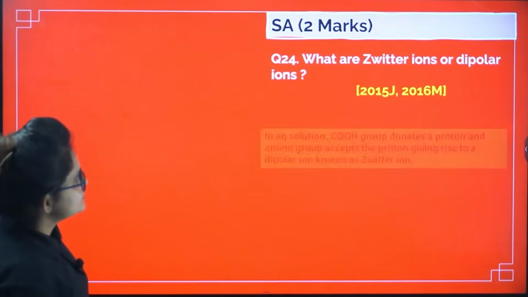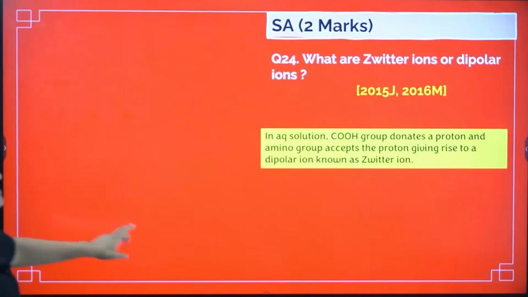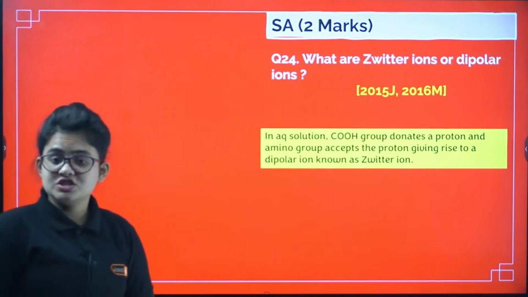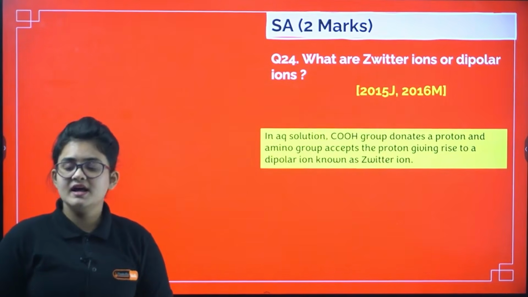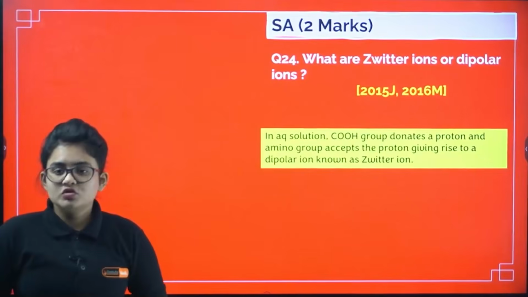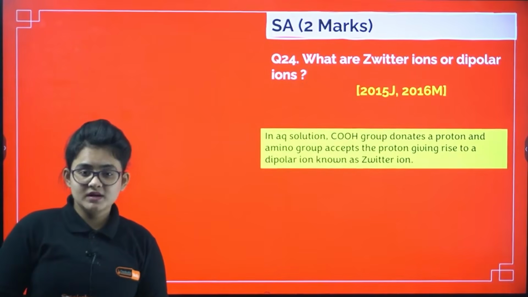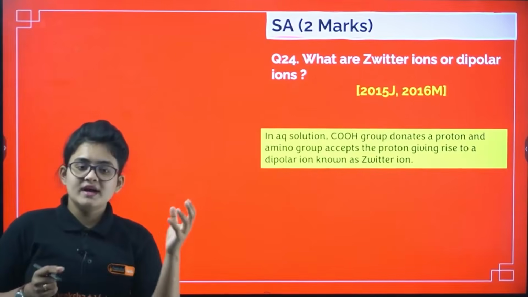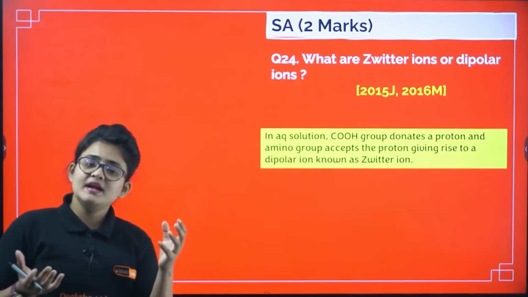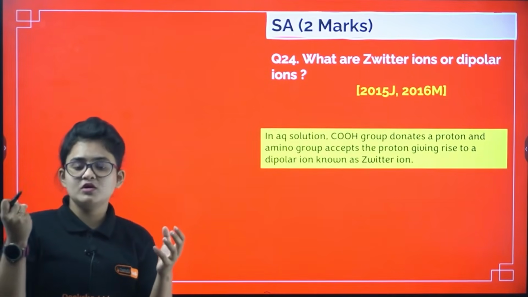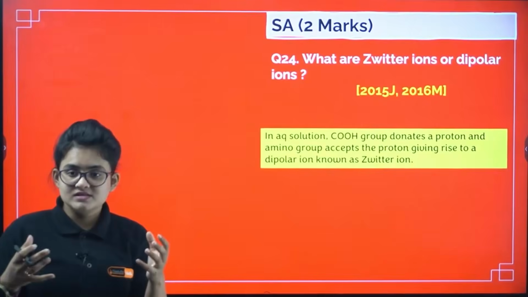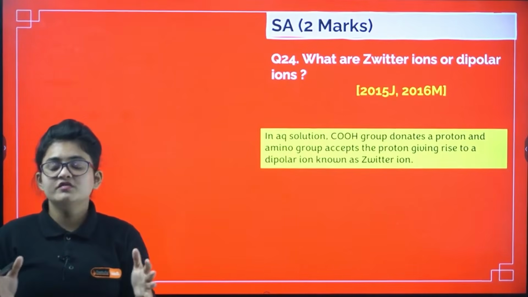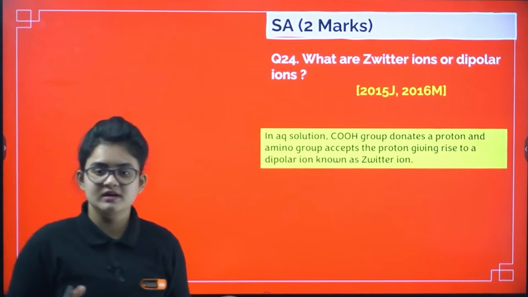Let's proceed. Zwitter ions or dipolar ions. Basically COOH is a hydrogen proton donor, and the NH2 group is a proton acceptor. Both of them are present in the amino acid, right? So whenever it forms COO minus by donating one H plus, and NH2 accepts the proton and forms NH3 plus, we get the dipolar version of the amino acid, that is called a Zwitter ion.